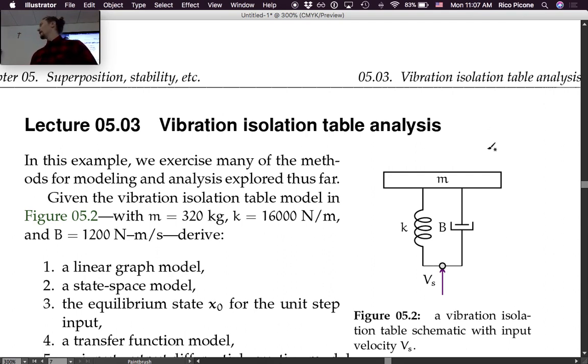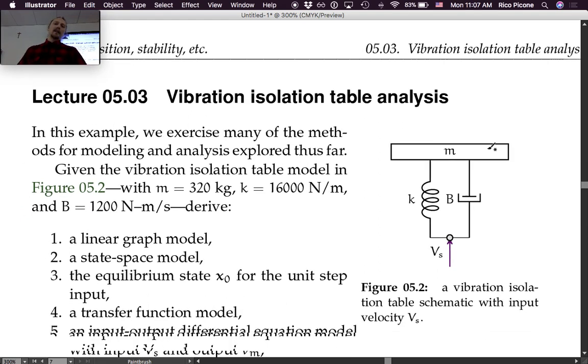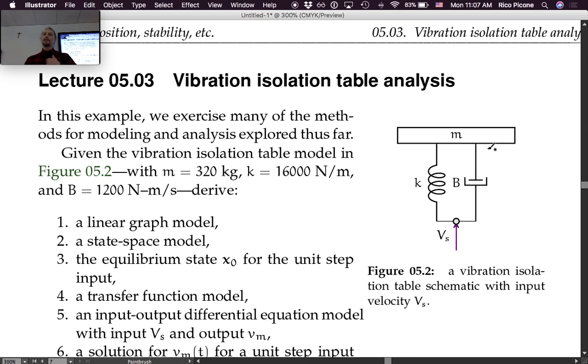Namaste. So, vibration isolation table analysis. In this example, we exercise many of the methods for modeling and analysis explored thus far. So we're going to bring them all together. We're going to use this physical system here. We're going to create several different models for it and do some analysis on it.